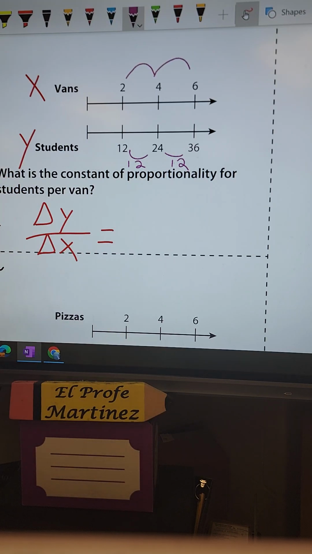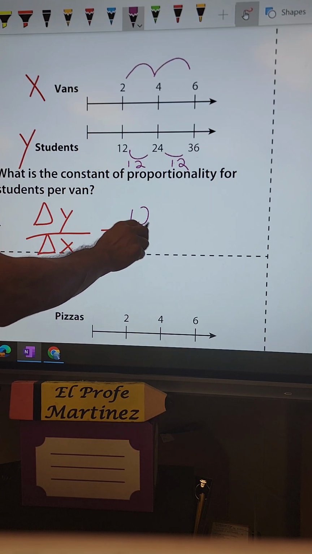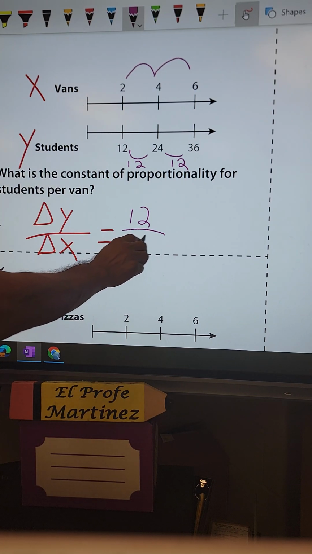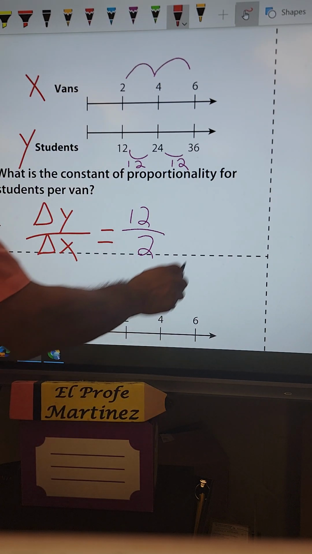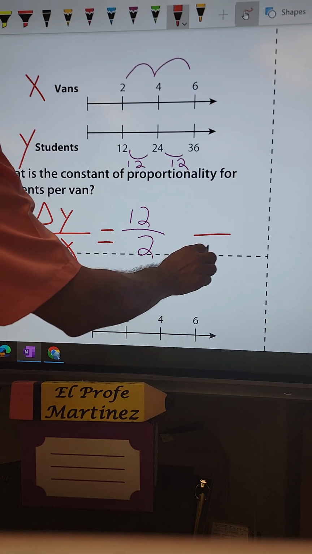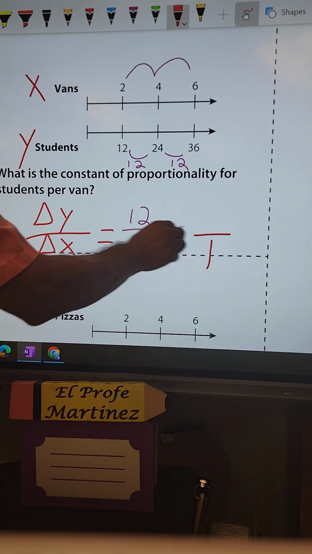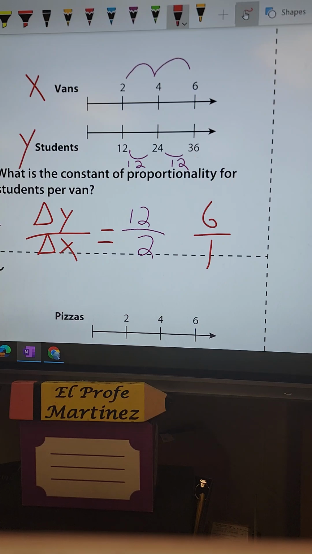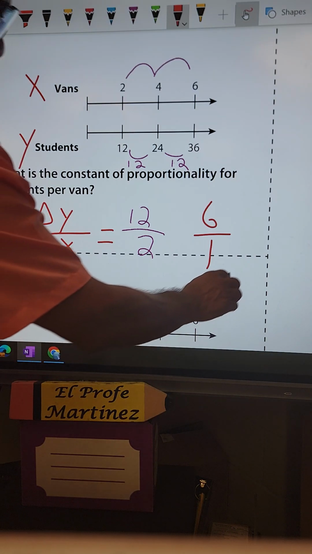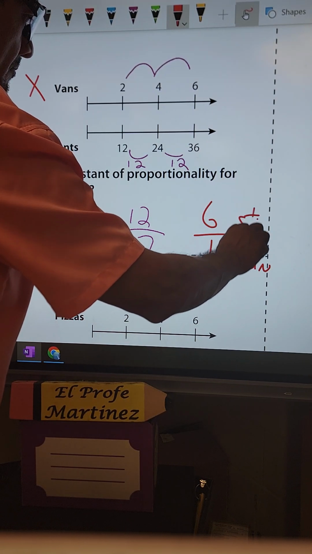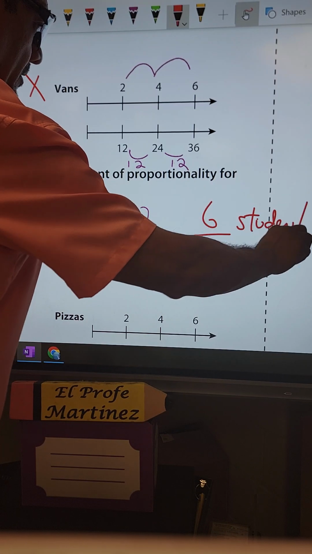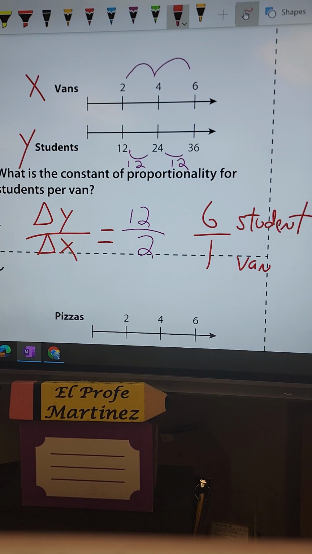So then my change is the Y's are going up by 12, and the X's, the vans, are going up by 2. And that's my rate of change, but I want the constant rate of change, or constant of proportionality, or unit rate, whichever term you like best. They are the same thing. And so we'll cut this in half. So we cut this in half. And so my unit rate is for every van, we're gonna have 6 students. And that is my unit rate, or my constant of proportionality.